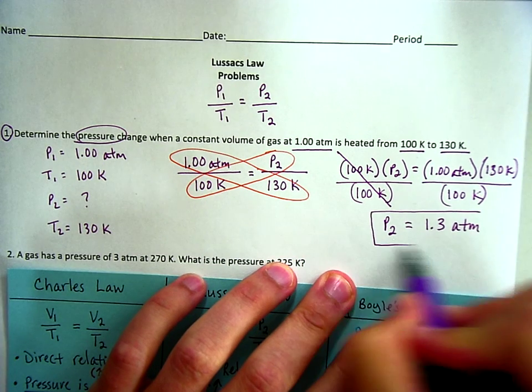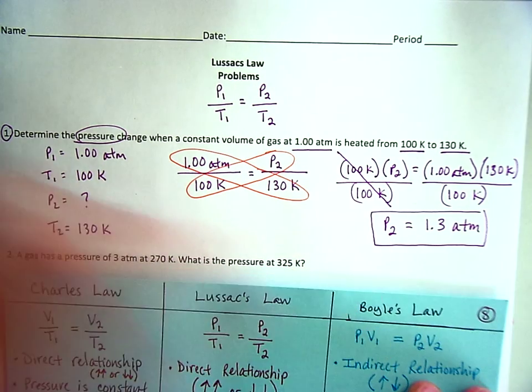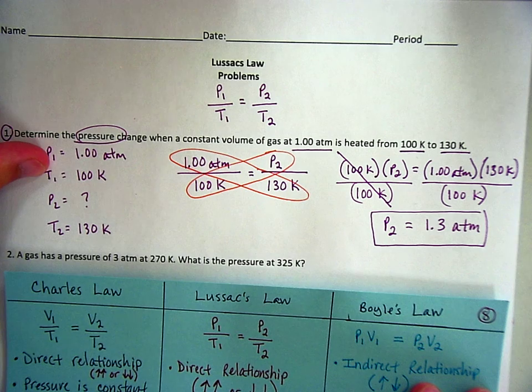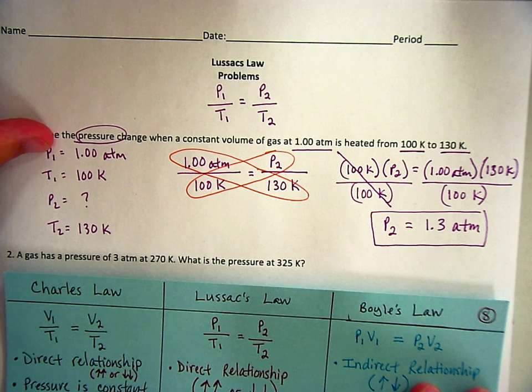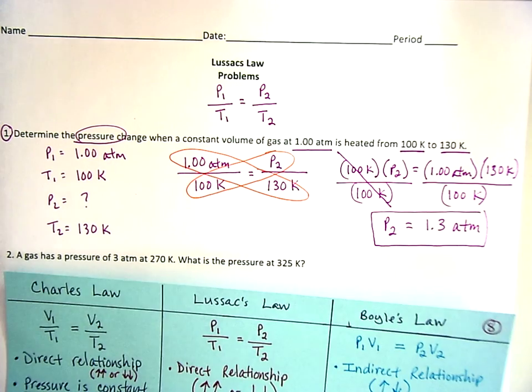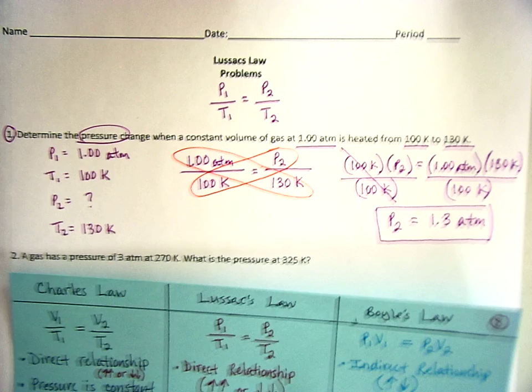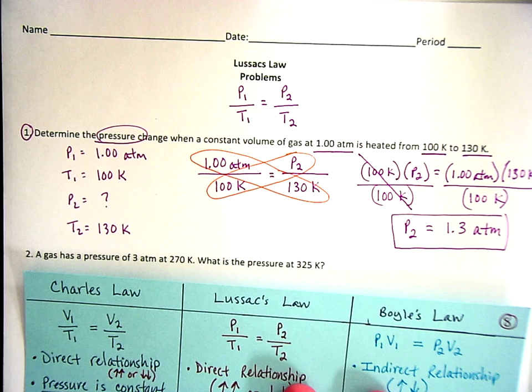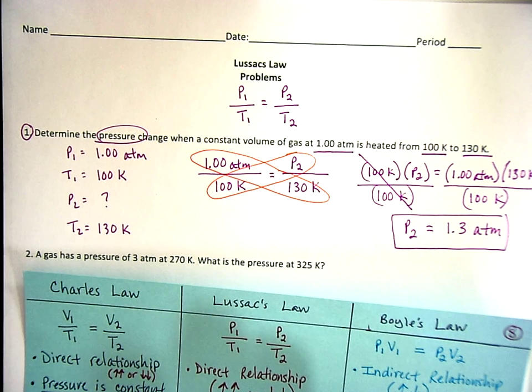And knowing that this is a direct relationship, we've watched temperature increase from 100 to 130, and notice your pressure increased from 1 to 1.3. So that makes sense. All right, so that was an example, a correctly completed example on how to solve a Lussac problem.